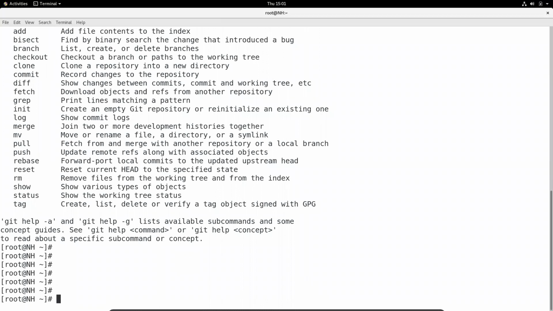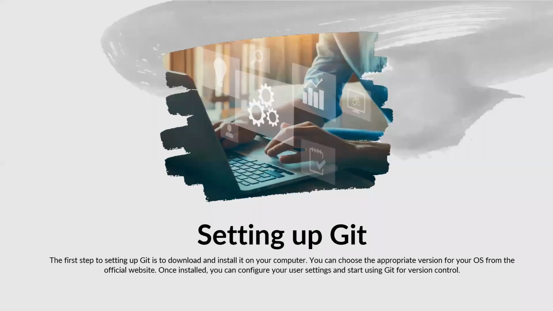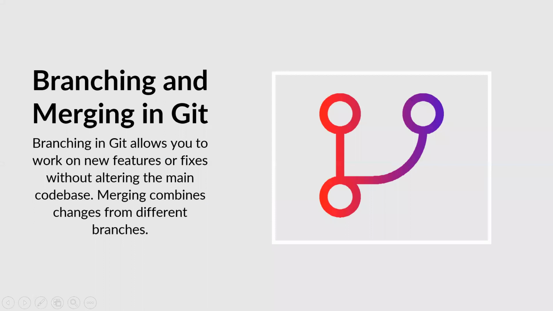Now we'll see some terms like branching and merging. What are these terms in the case of Git? So let's go back to the slide. Setting up Git is done. Now we'll see about branching and merging.